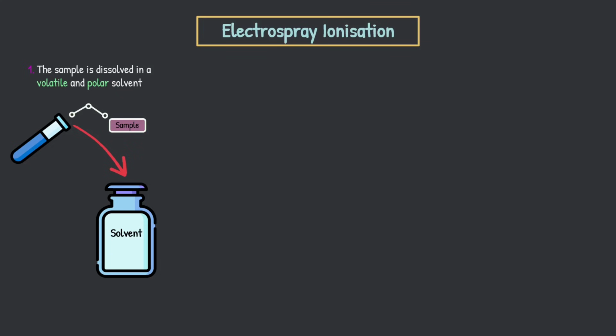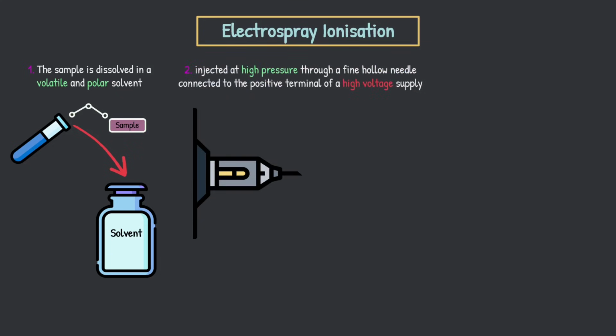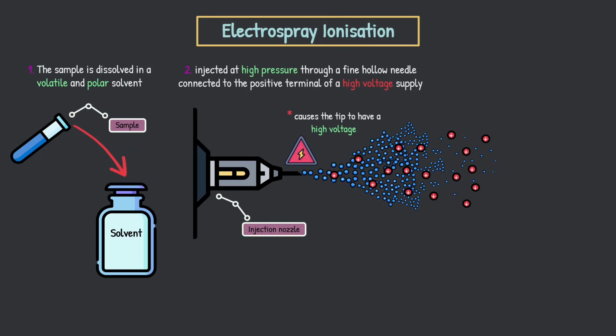So what happens here is it's dissolved and then it's injected at high pressure, another really important keyword, through a fine hollow needle connected to the positive terminal of a high voltage supply. What does this do? It causes the tip of the needle to have a high voltage. So this solvent with the sample in it is sprayed out of this needle at very high pressure with a high voltage. What does this cause it to do?